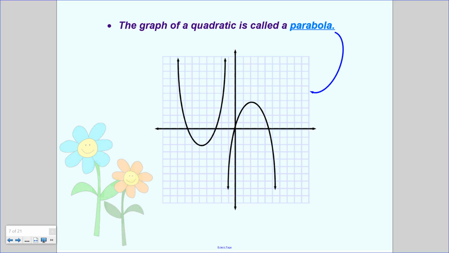So just to give you a quick overview, the graph of a quadratic is called a parabola. And this is the shape of it. It either opens up or down. Not to be confused with a graph like this. This is not considered a parabola because it's opening to the side. So parabolas open up or open down.